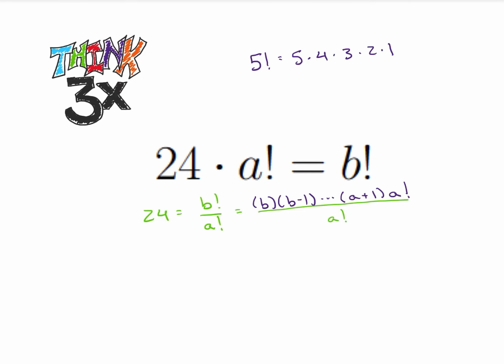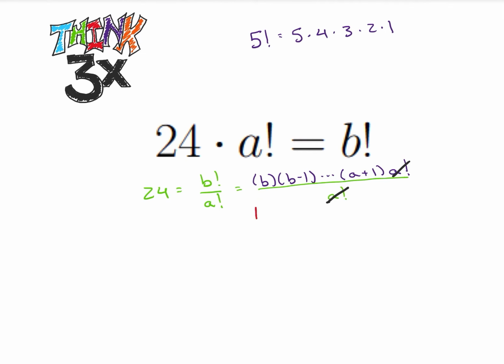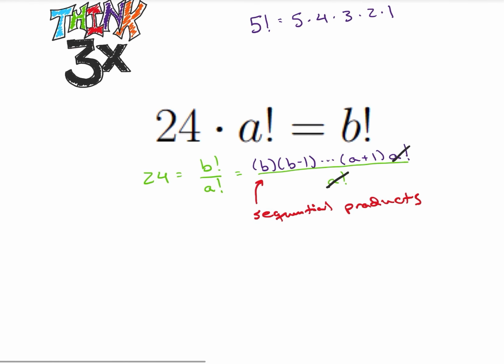We're assuming obviously that b factorial is larger than a factorial, because if it's not, we won't get a solution here. So the a factorials cancel. What does that mean? That means I have sequential products, b times b minus 1, and so on. They're sequential integers that are all multiplied to give me 24. So what I'm looking for are sequential integers that multiply to be 24.